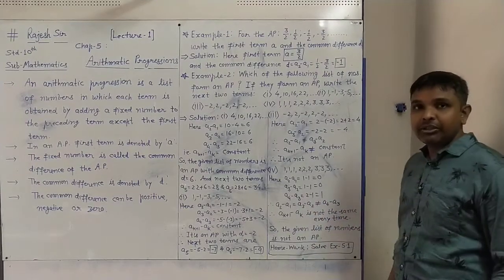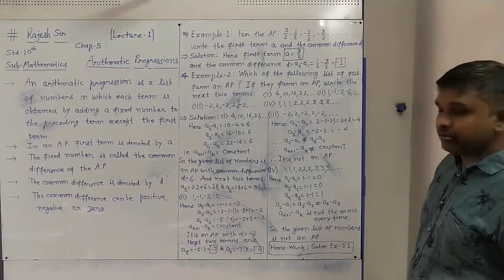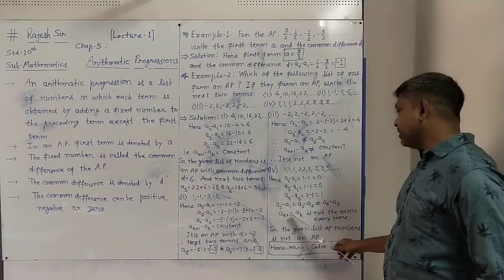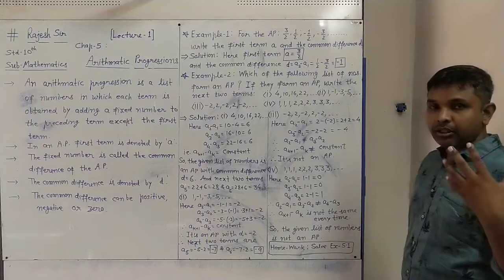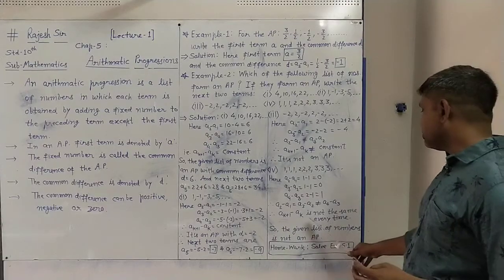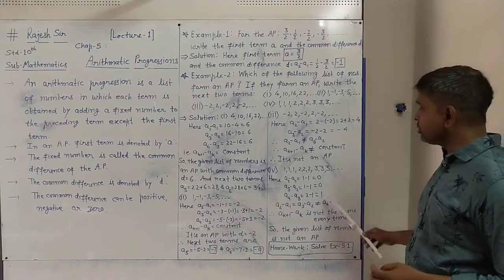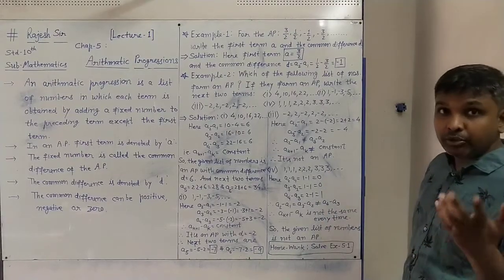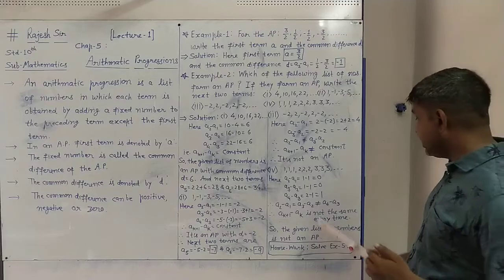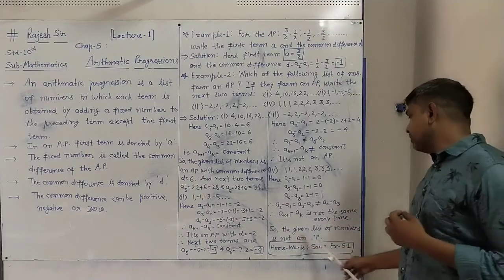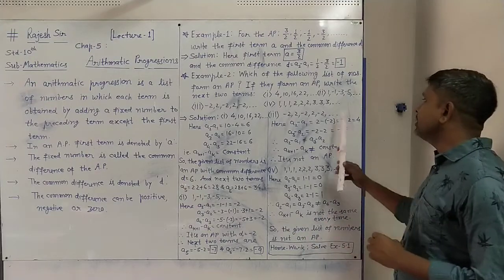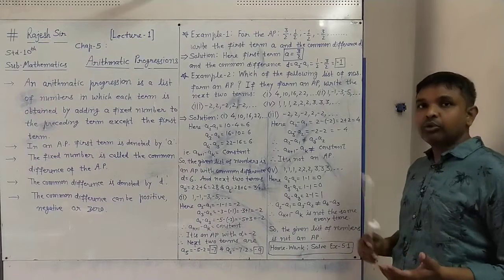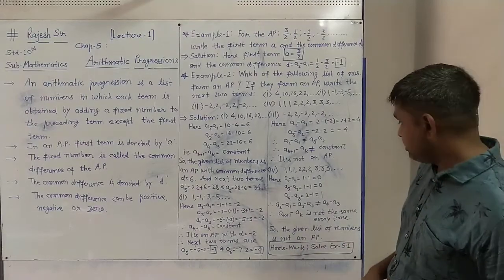So the common difference here we are not finding. So A(k+1) minus A(k), the difference between two consecutive terms, is not the same every time. See, two times the same, then the third time is different. And it must be the same every time. So the given list of numbers is not an AP. So again there is no question about the next two terms.